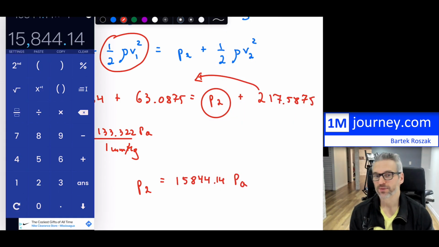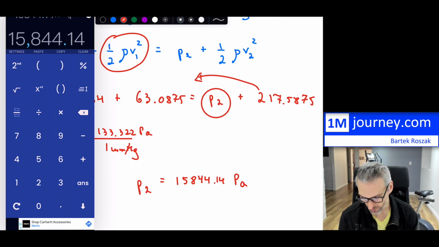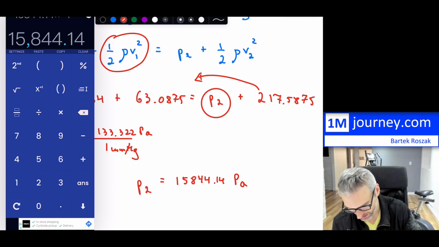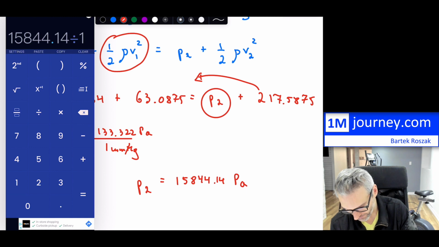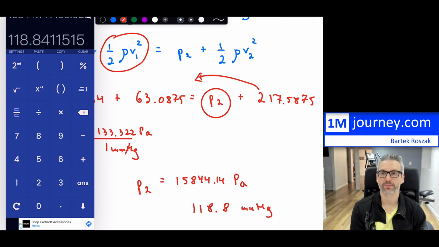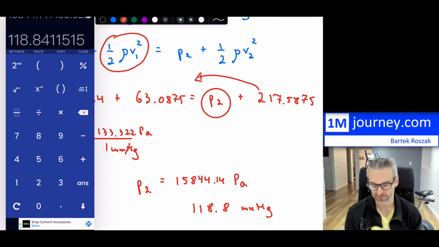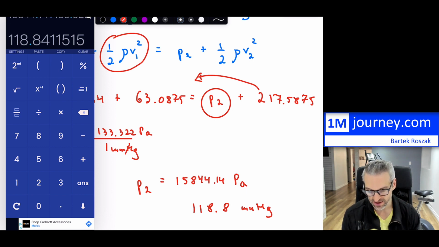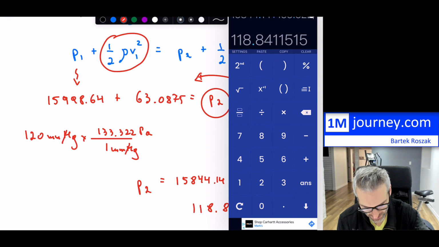So there you have it. That's what we would have. Now if you want to take this answer back into millimeters of mercury, you can do the conversion, and you'll find this is 118.8 millimeters of mercury. It's not a very big drop, but that's because this just went from 0.35 to 0.65, which is not a very big change in the speeds that this thing is moving at.